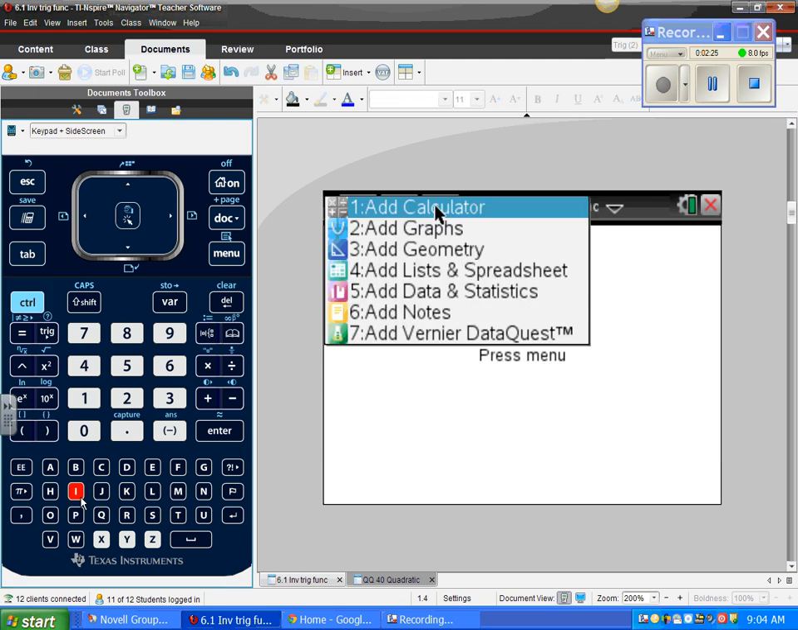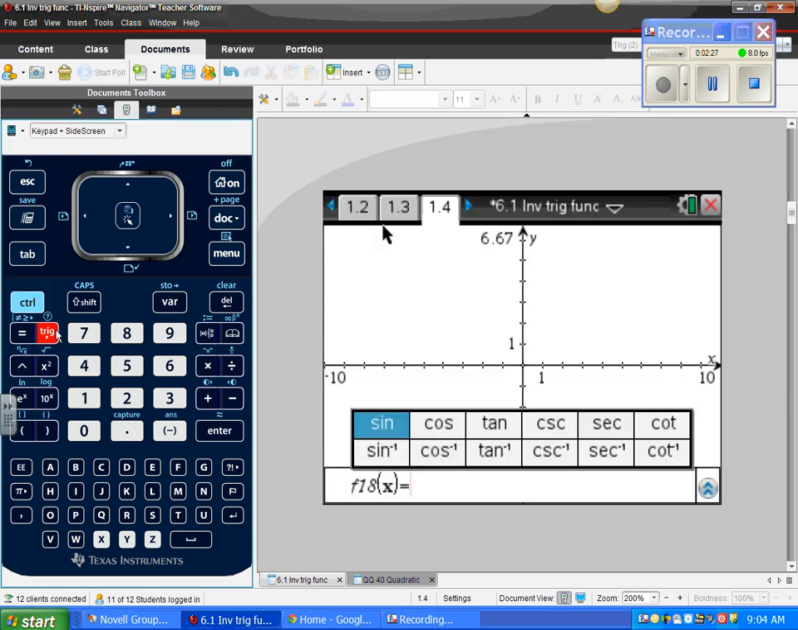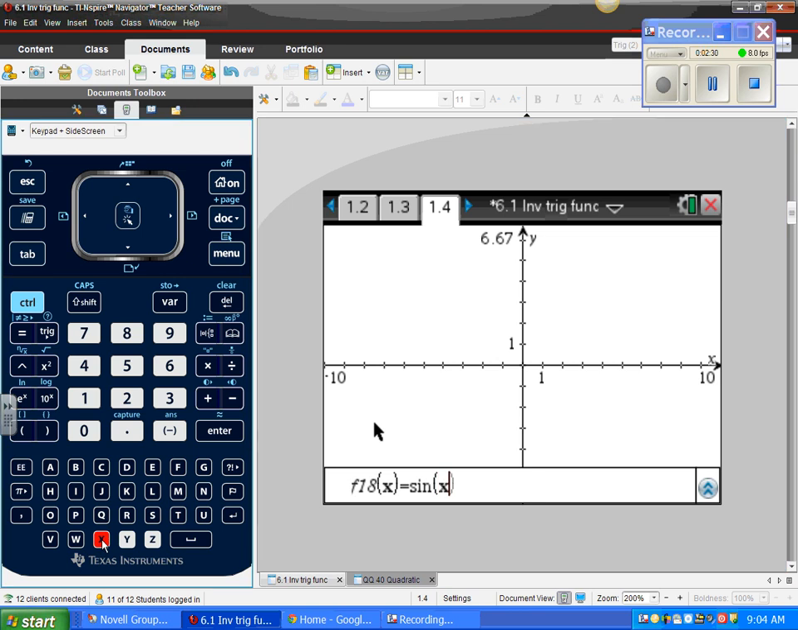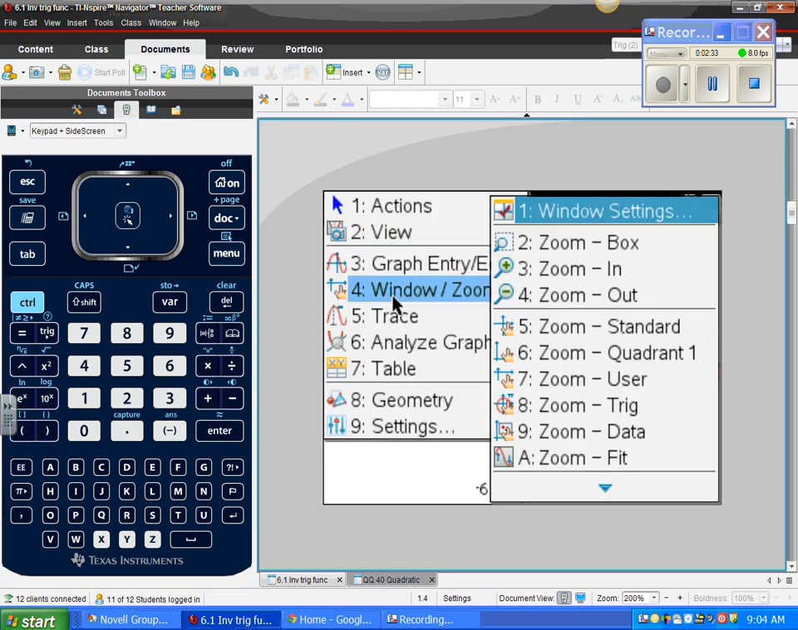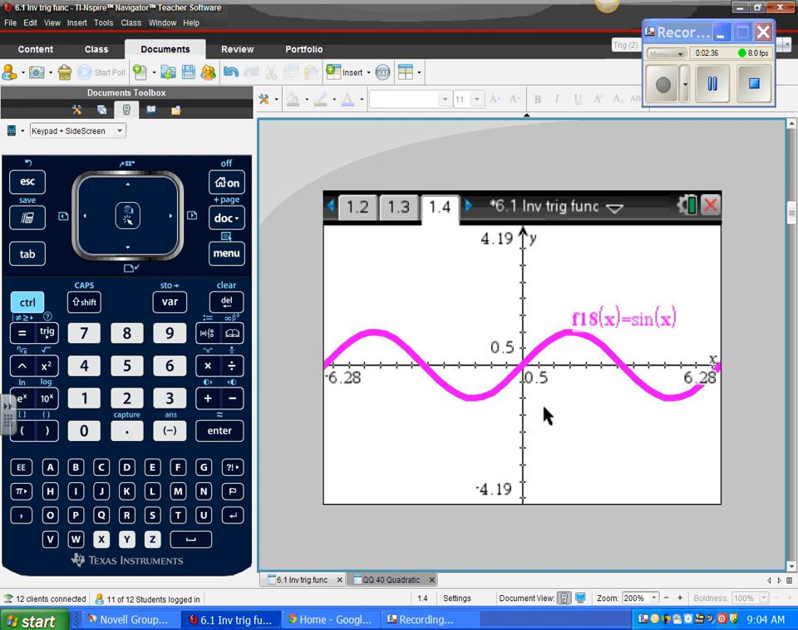So I'm going to insert a graph page, and let's look at sine to start. I'm going to put it on a nice pretty interval, negative 2 pi to 2 pi. Okay. Does it pass the vertical line test? Yeah, absolutely. Does it pass the horizontal? No. So what does that tell me about sine? It's not one-to-one. So what does that mean? Its inverse isn't a function. Okay, it's not one-to-one, so we know the inverse of sine can't be a function.